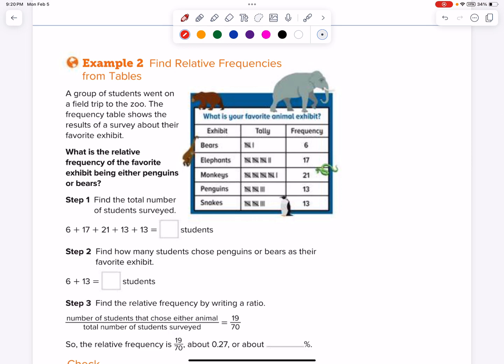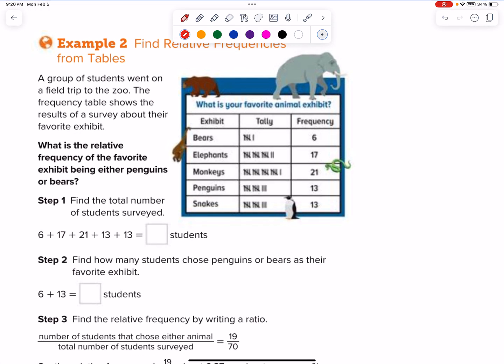All right. Let's go ahead and take a look at example 2. So now you have a table here or a tally chart. A group of students went on a field trip to the zoo. This frequency table shows the results of the survey about their favorite exhibits. What is the relative frequency? So just think in your head, what is the fraction changed to a decimal and a percent based on this experimental data?